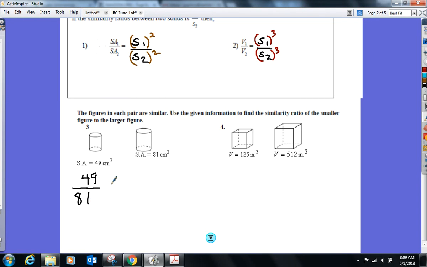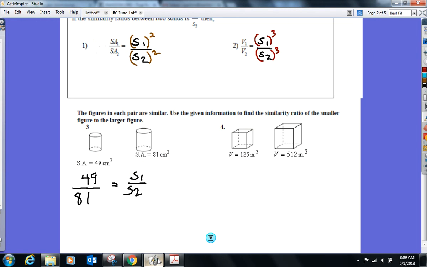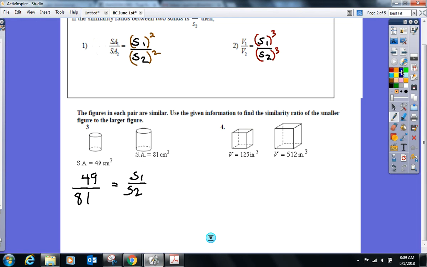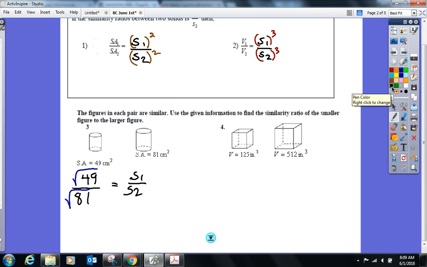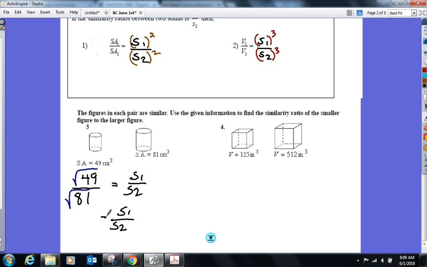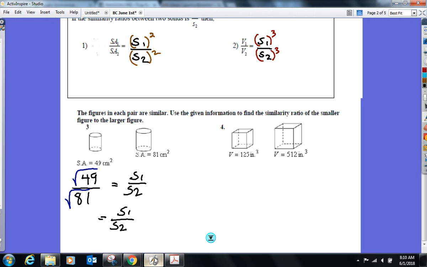Like, what's the ratio of the heights? What's the ratio of the radii? It's not 49 to 81. What can I do with that 49 and 81 to find the lengths? Take the square root. Let's do it. So their heights, their radii, anything I can measure that corresponds to each other will be in a ratio of 7 to 9.